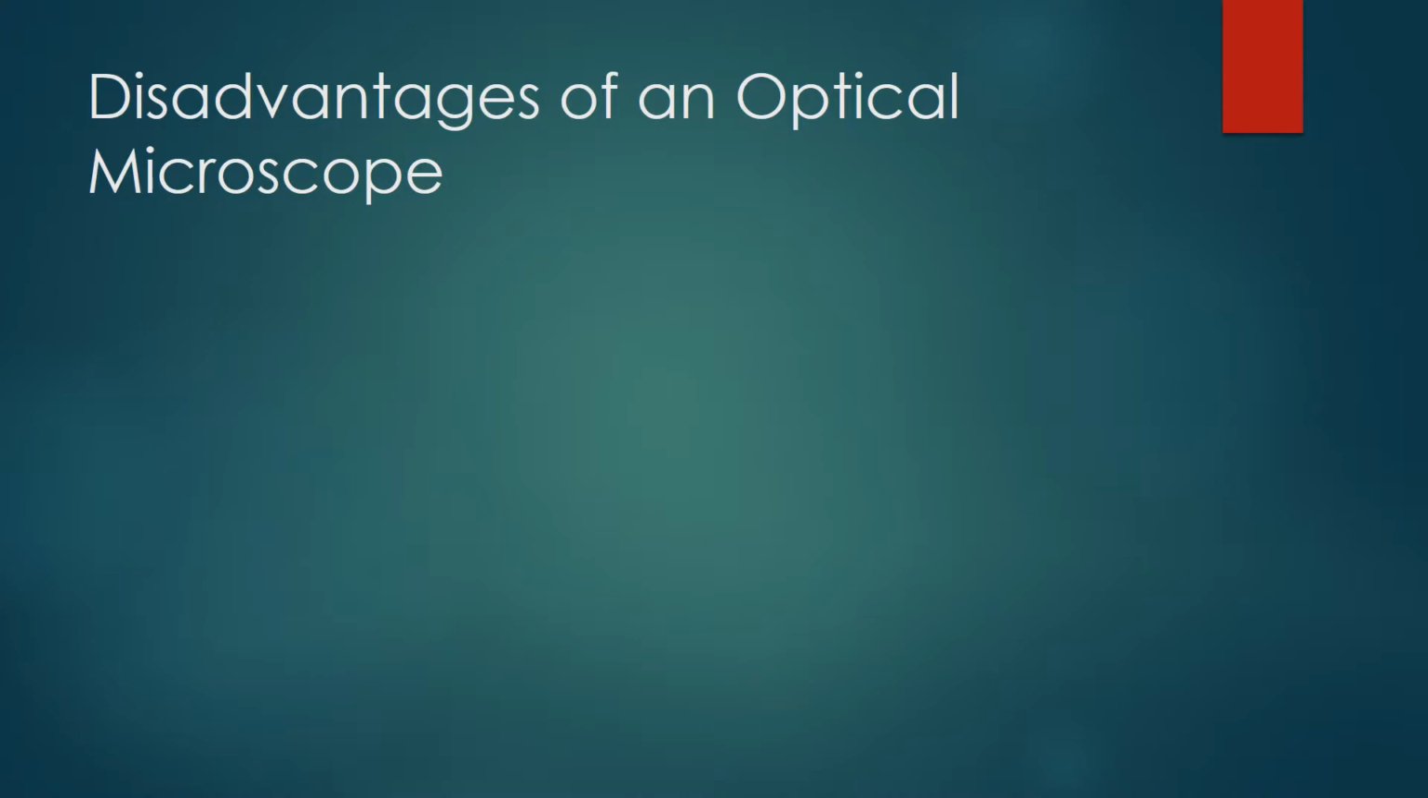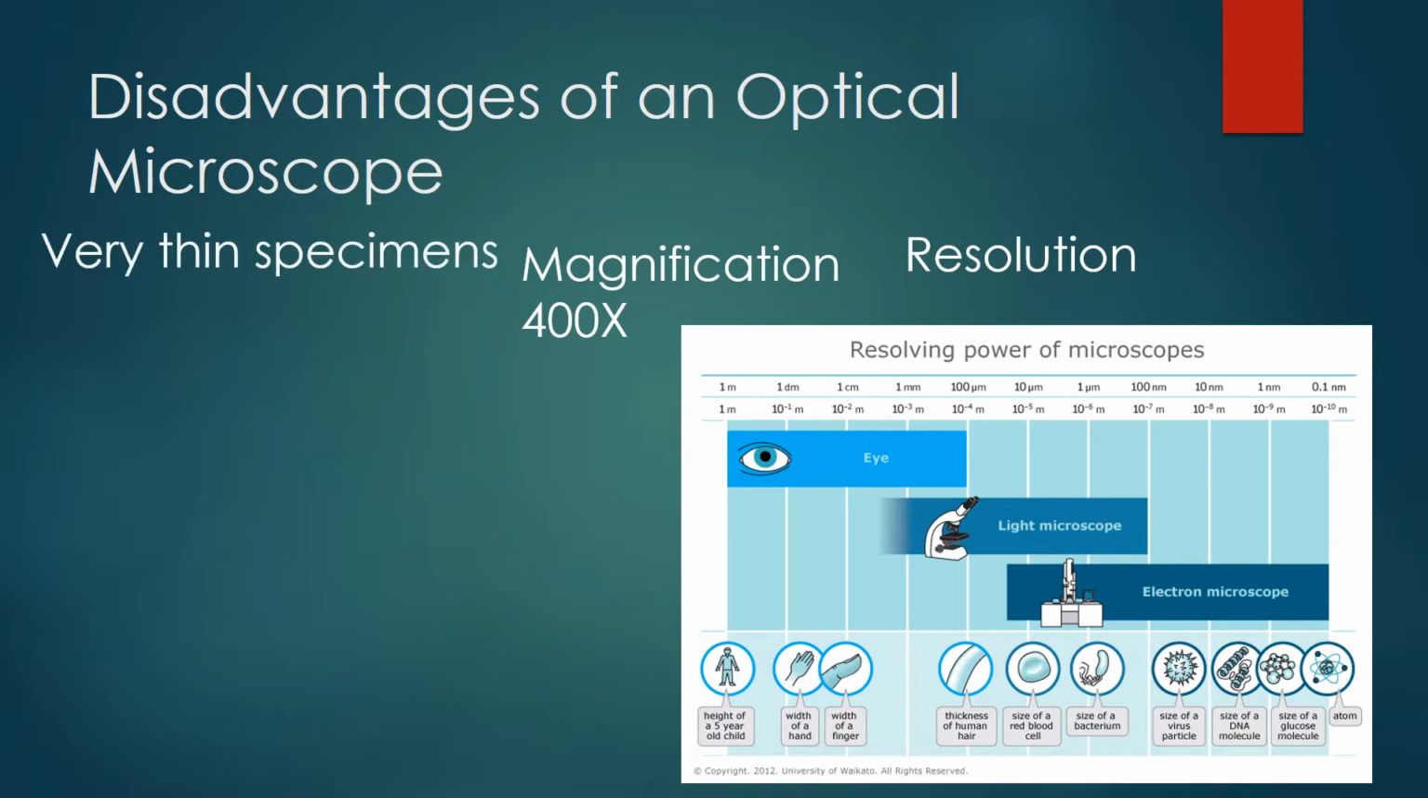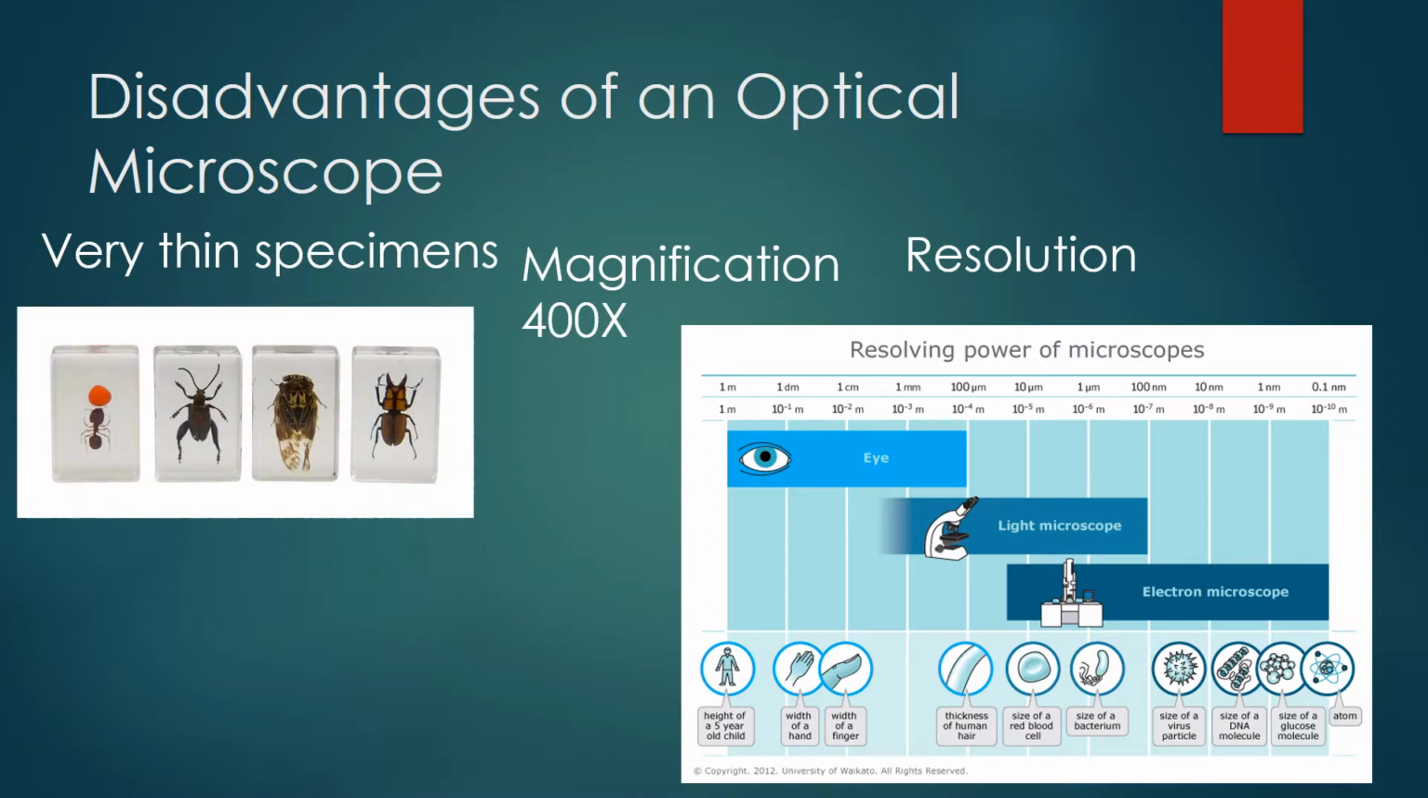Some disadvantages are that the resolution is only about 0.2 of a micrometer, which sounds like a lot, but when talking about the microscope, it really isn't. Another downside is the magnification is only about 400 times. The problem with the microscope is that the specimen must be very thin to fit on the slides. As a result, the specimens may not represent what the cell looks like in its entirety.